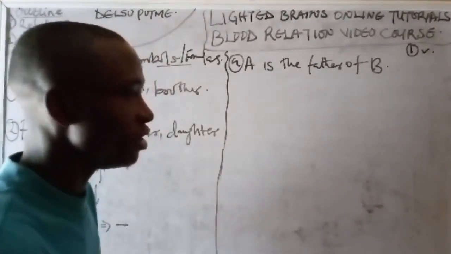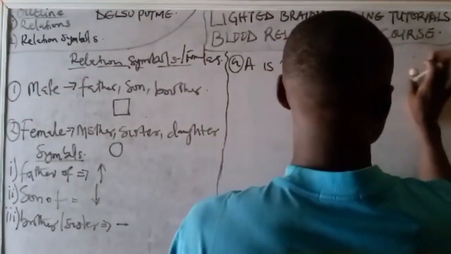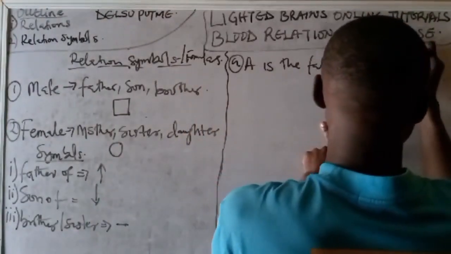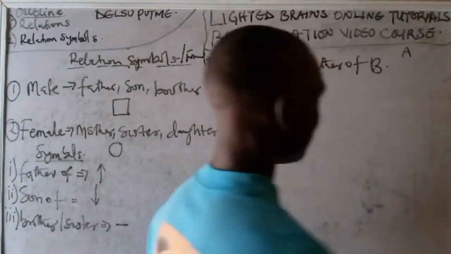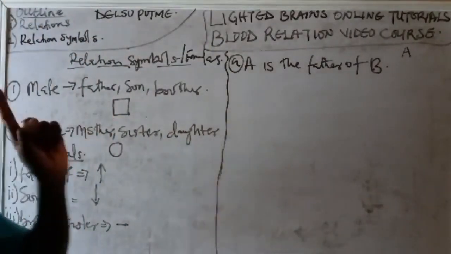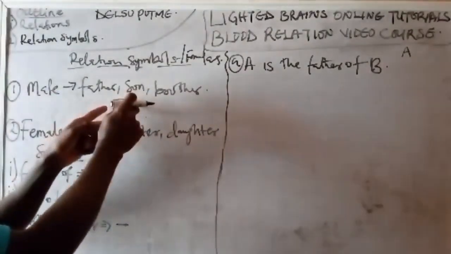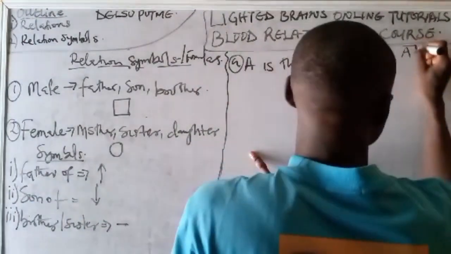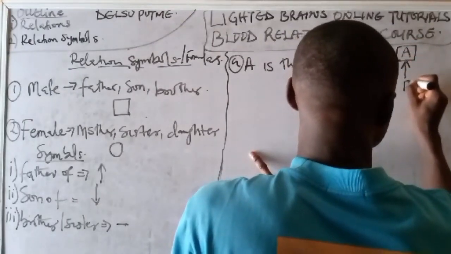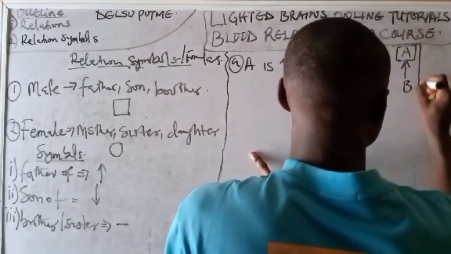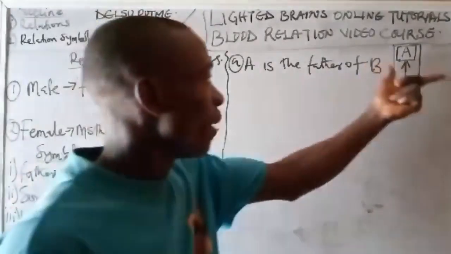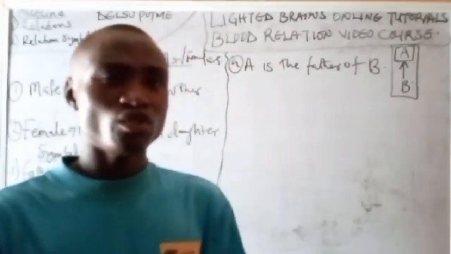A is the father of B. What it means here is this. Now we have A here. Since A is father, I said that male gender is represented by this rectangle. A is the father of B. Now guys, if you can know how I wrote this, relation questions will be very easy for you.